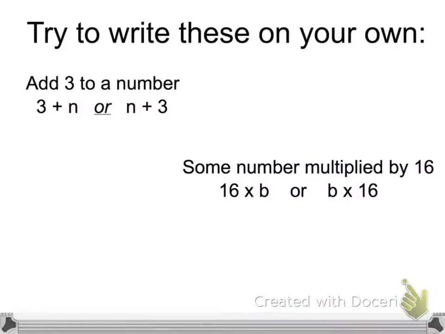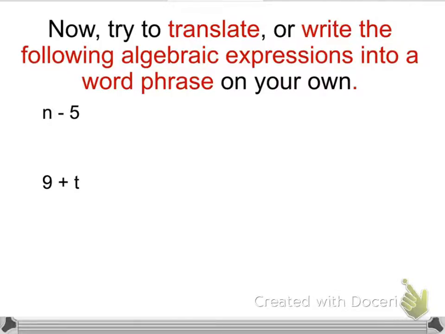I want you to take a minute so you can try these on your own. Obviously they're already done for you, so let's talk about them. It says add 3 to some number. You can write 3 plus n, or n plus 3, because in addition and multiplication, it doesn't matter what order it is. Whenever you're doing addition or multiplication, that is the commutative property, so the order does not matter. That's very important to think about whenever you're writing your algebraic expressions.